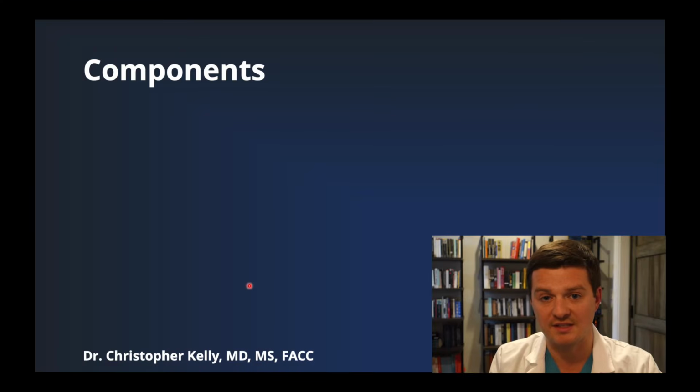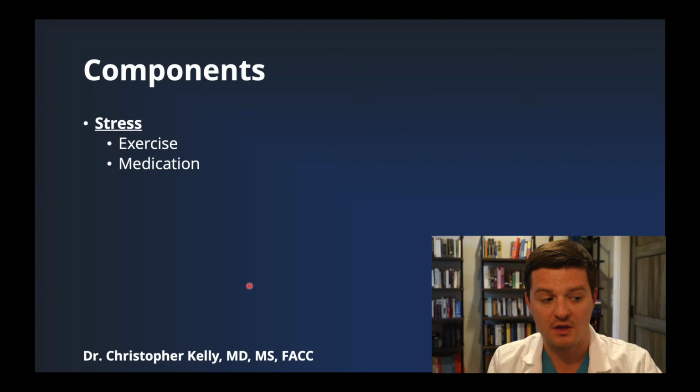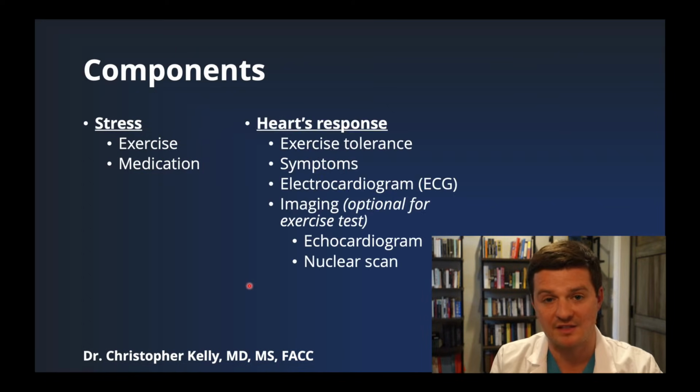So any stress test really consists of two main components. Number one is the stress itself, which is usually exercise. But if you can't exercise, we can do what's called a pharmacological stress test, in which we give you a medicine that is like exercise for the heart. And then there's the assessment of the heart's response to the stress. And there are many different ways to assess the heart's response.